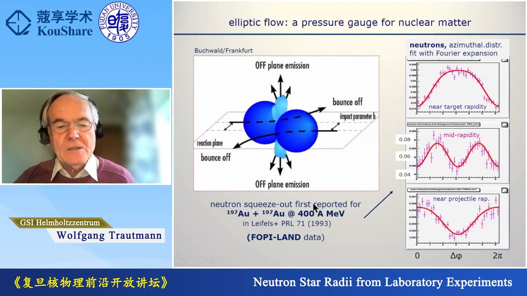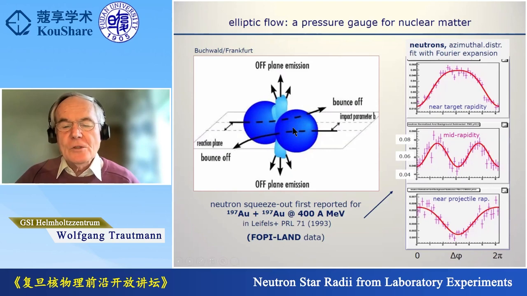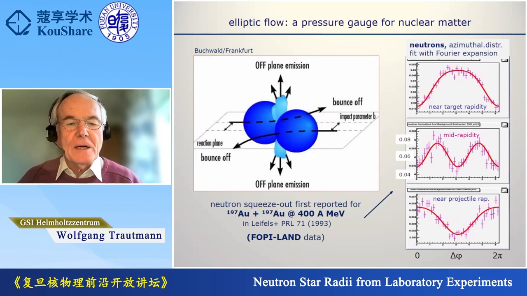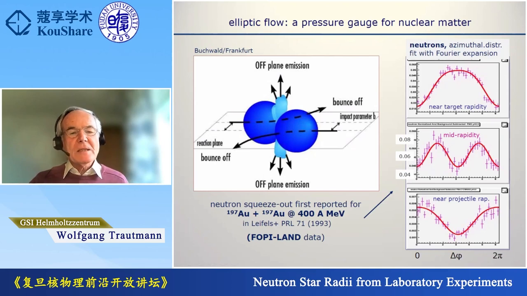At sufficiently high energy, the matter in the collision zone is compressed, and the spectator nuclei are in the way, and because of the compression, matter is squeezed out preferentially perpendicular to the reaction plane, up and down, and this can be measured. And here are examples from the experiment of Yvonne Leifels in '93, which was the first experiment that reported the neutron squeeze-out.